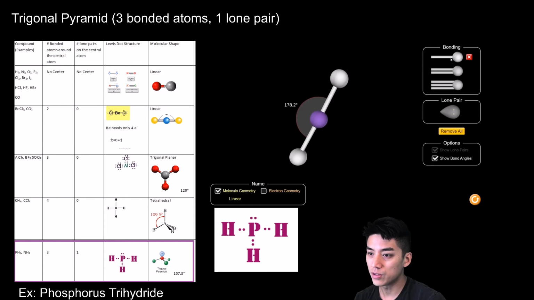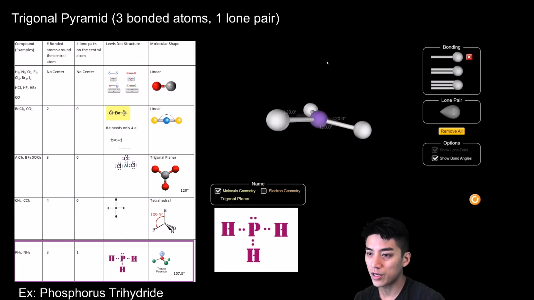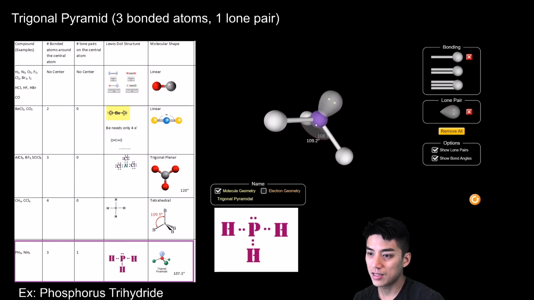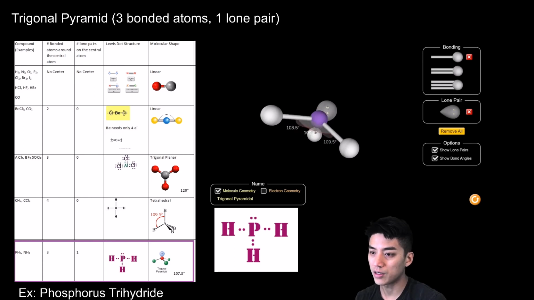So once again, I'll build the shape. That's trigonal planar. See how they're all in the same plane? This one here is trigonal pyramid. And trigonal pyramid has 3 bonded atoms and 1 lone pair.